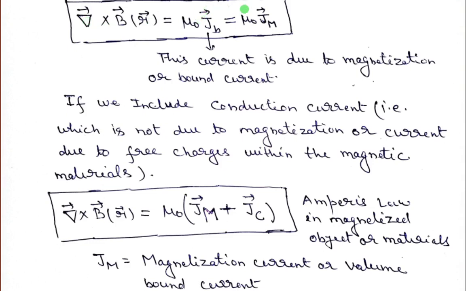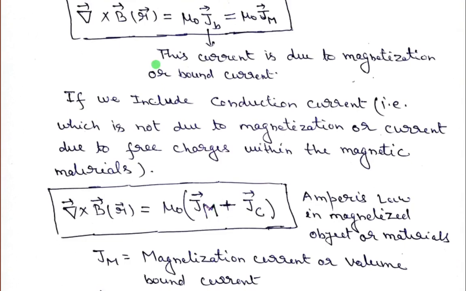One current is because of the magnetization, or the bound current density, and one current is because of the conduction current, or the free charge, what we call free current. In some books, like Griffiths, they call the conduction current the free current and the magnetization current the bound current, JB. But here I am denoting this as the conduction current, because this symbol makes it more clear. This current is due to the free charges, and this current is coming due to the magnetization of the object.